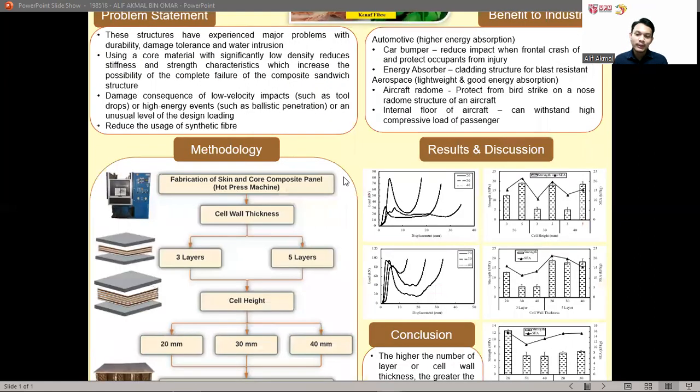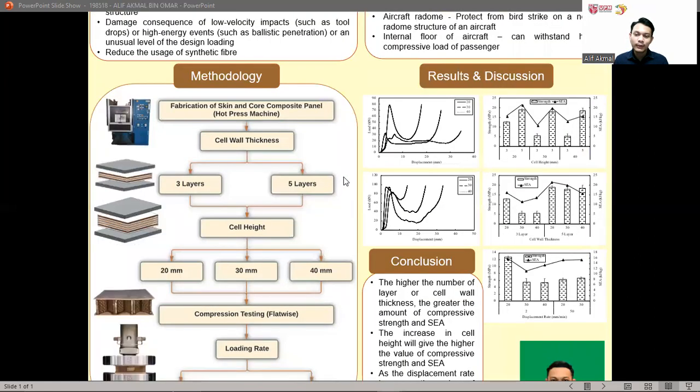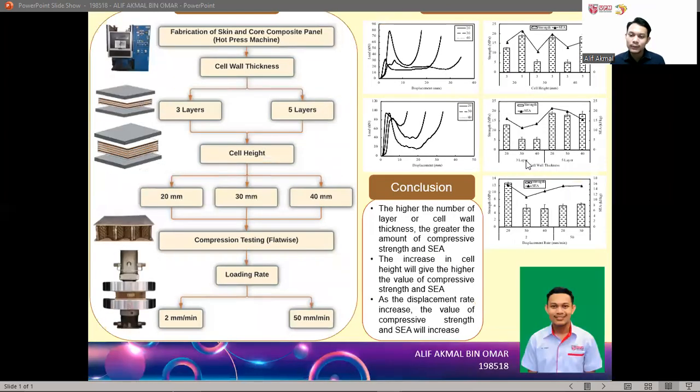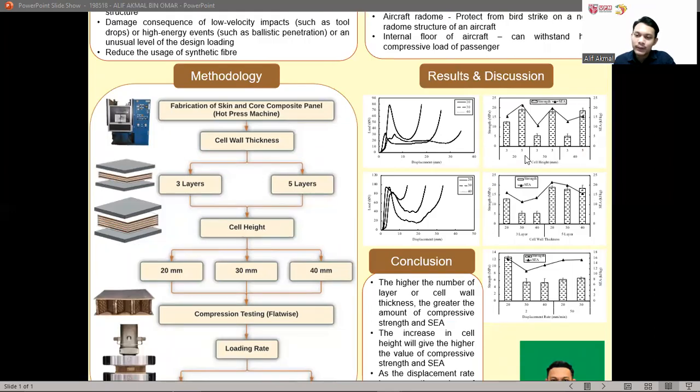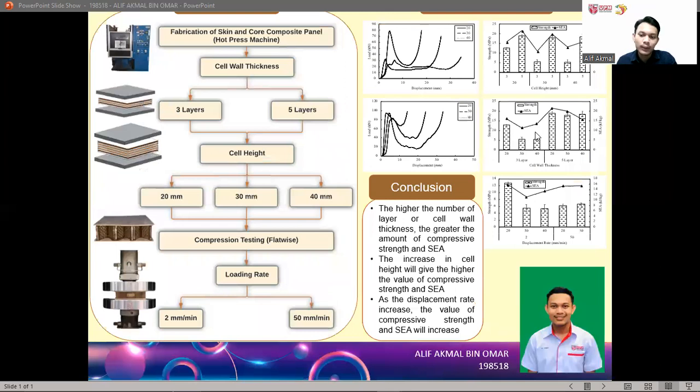Talking about the results and discussion from the study itself, you can see there are three parameters that were measured. The first is cell height, the second is cell wall thickness, and also displacement rate. Based on the analysis of the graph, increasing cell height will cause higher energy absorption, or specific energy absorption. The same goes for the cell wall thickness and the displacement rate.